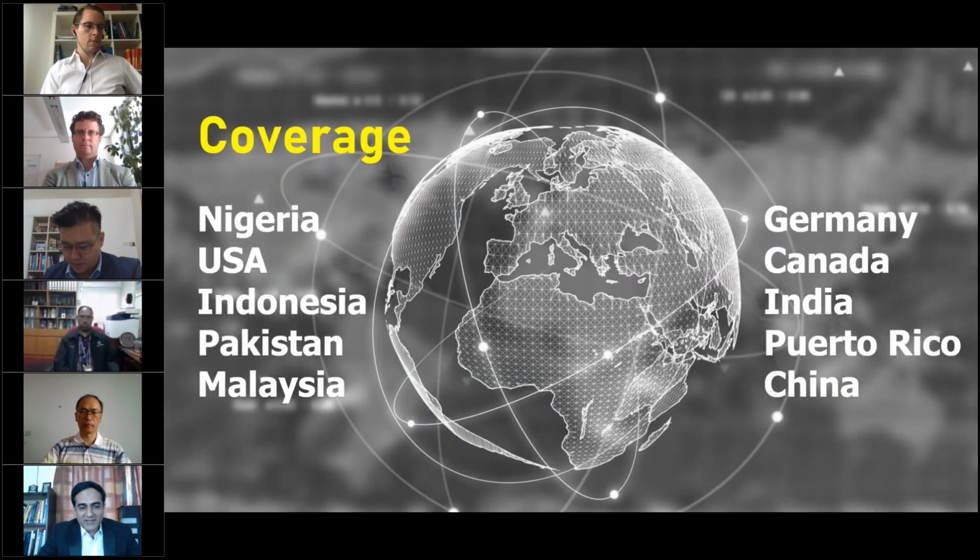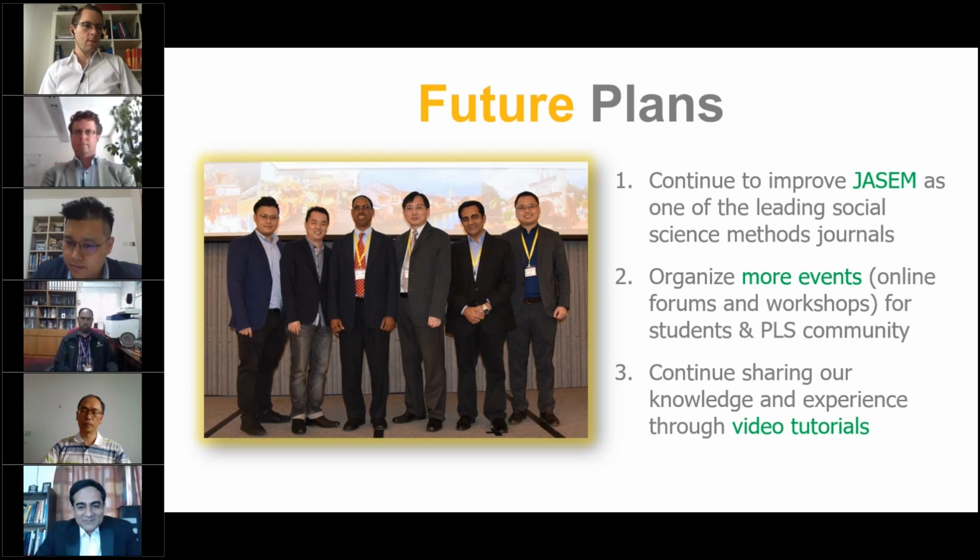Not to mention which countries the authors belong to. We have received submissions from more than 23 countries, but the published papers come from these 10 countries, including Nigeria, US, Indonesia, Pakistan, Malaysia, Germany, Canada, India, Puerto Rico, and China. So hopefully in the latest issue which we are going to publish, there are more countries who also submitted their papers and had them accepted for publication. So soon the next issue is going to be out. Next, please.